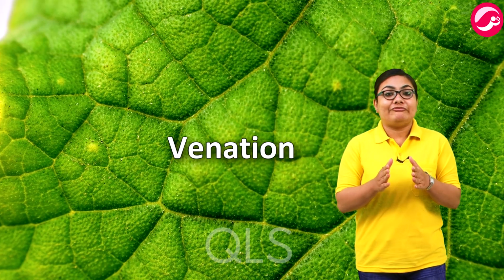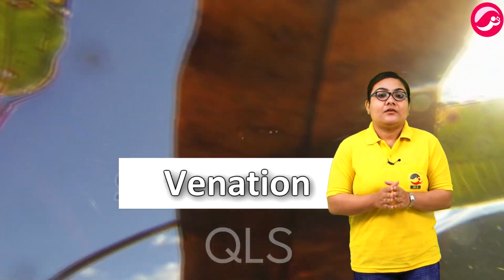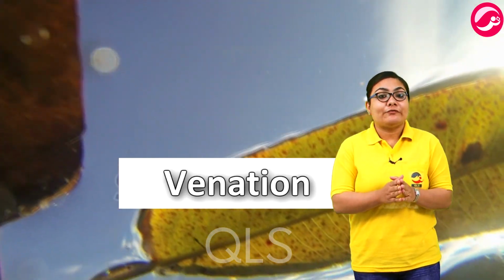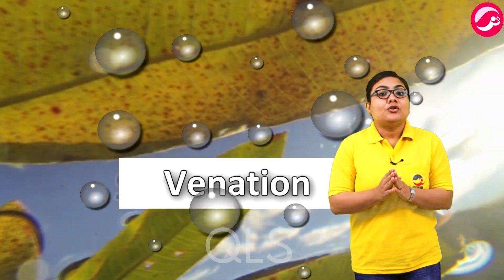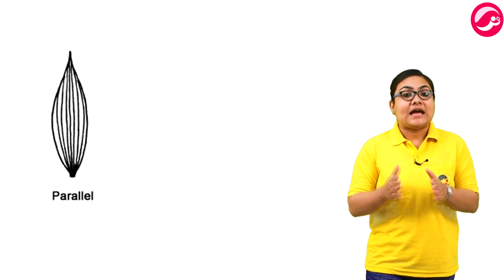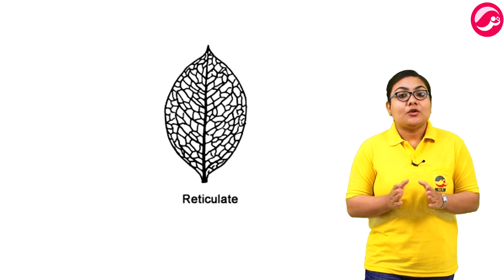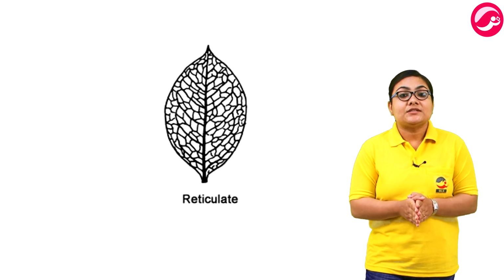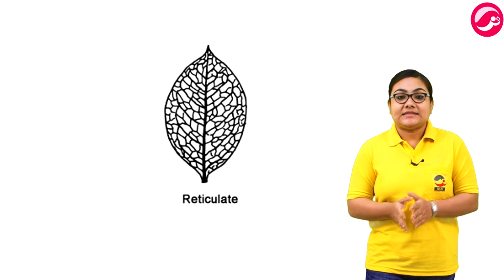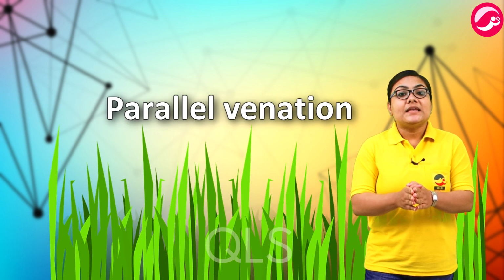Now, the arrangement of veins on the lamina of a leaf is called venation. Veins help in the transportation of food and water. Two types of arrangement of veins on the leaf are parallel venation and reticulate venation. If the design is net-like on both sides of the midrib, the venation is called reticulate, as you can see. In the leaves of grass, you might have seen that the veins are parallel to one another. This is called parallel venation.